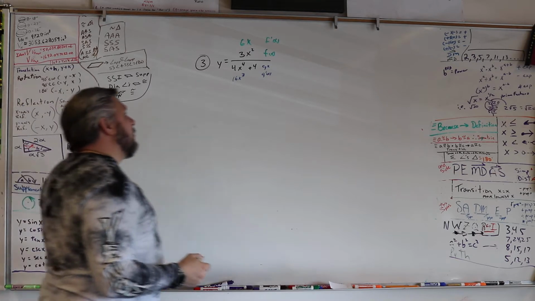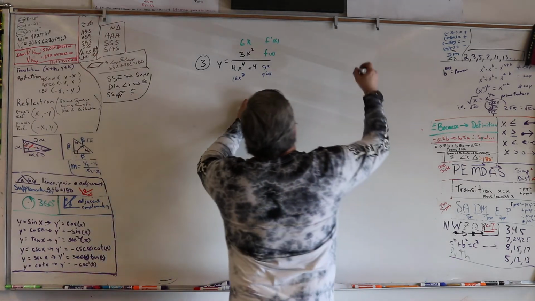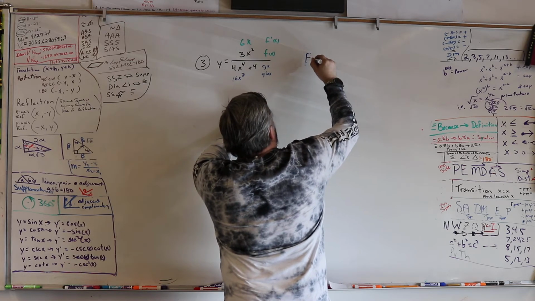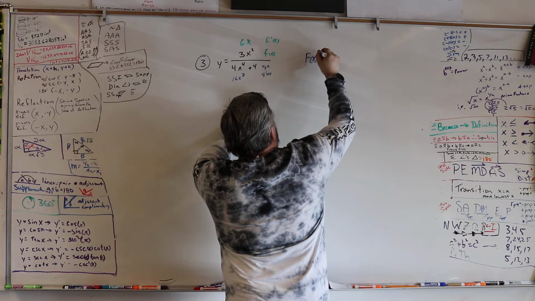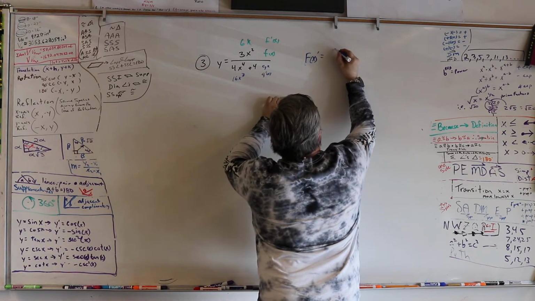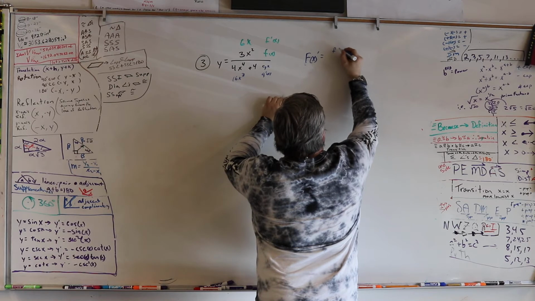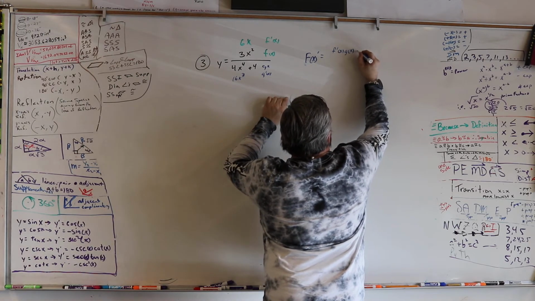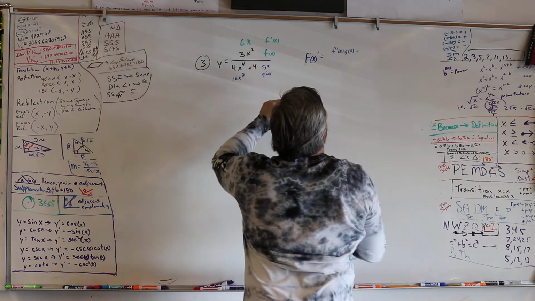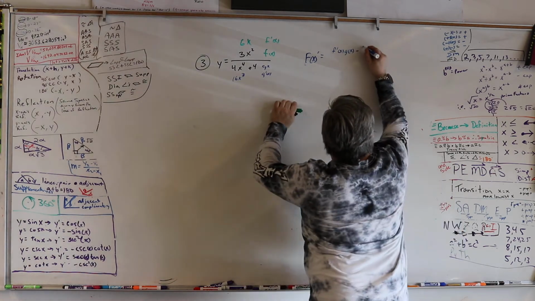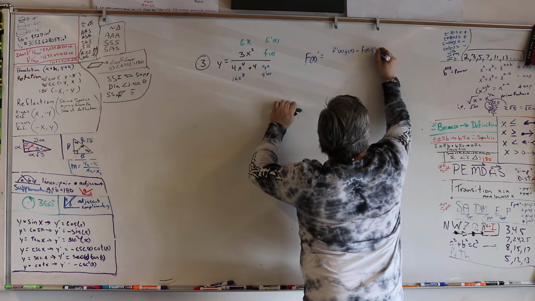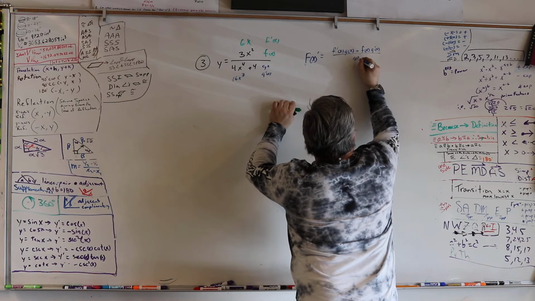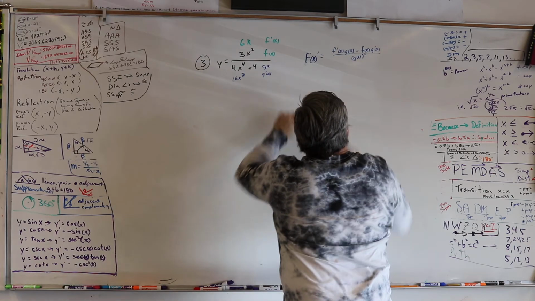Now, we have to know the rules of the game, and the rules of the game are this. What are f of x over g of x, prime, is equal to f prime of x times g of x minus, right? Minus f of x times g prime of x, all over g of x squared, okay?